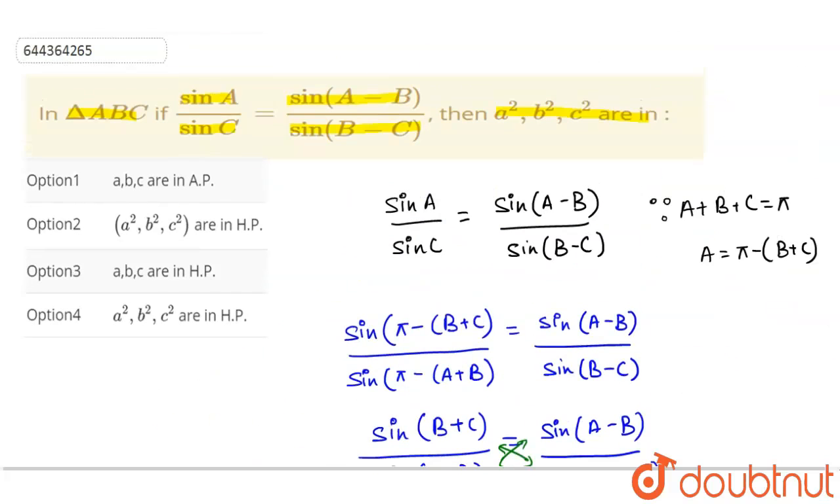So let me check which option is the most suitable one. It is option 1, which is A, B, C are in AP. I hope you understood the explanation.